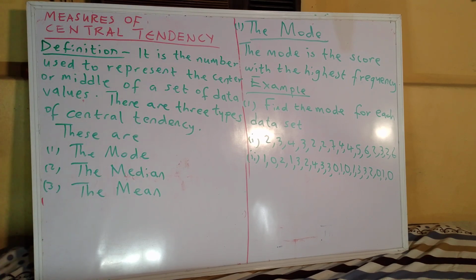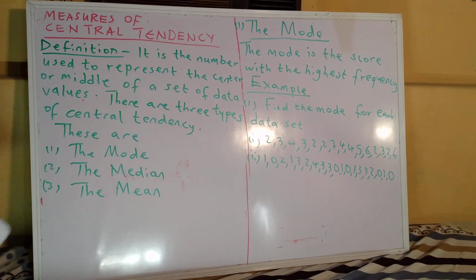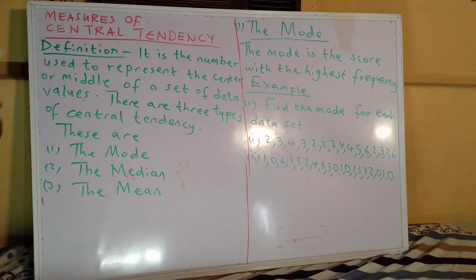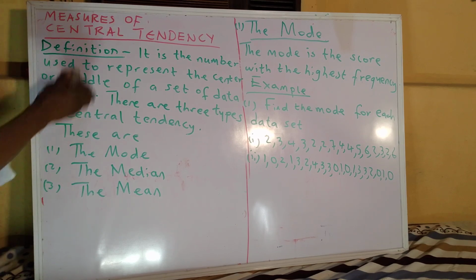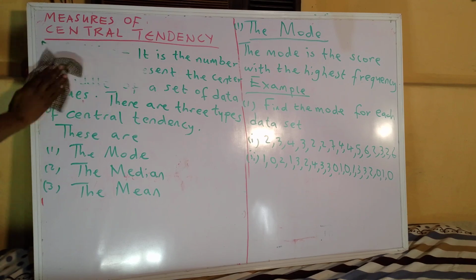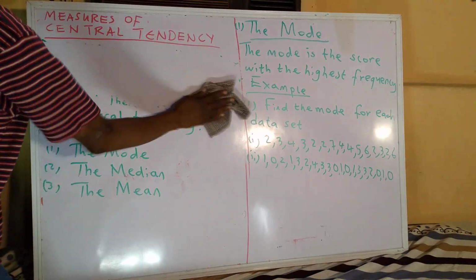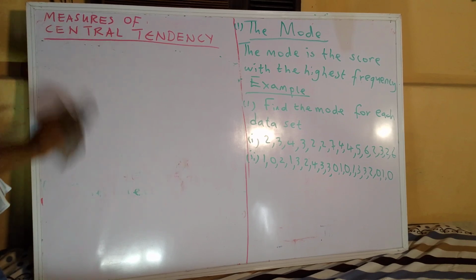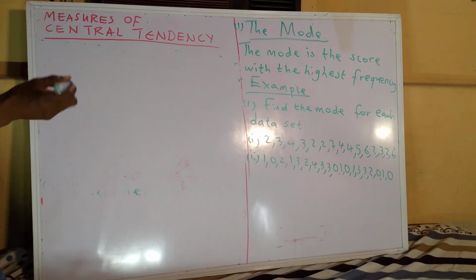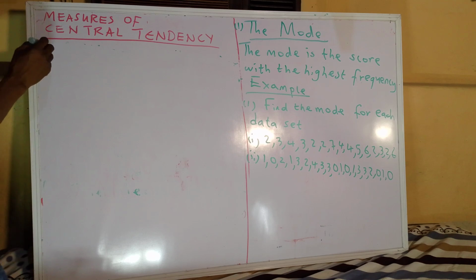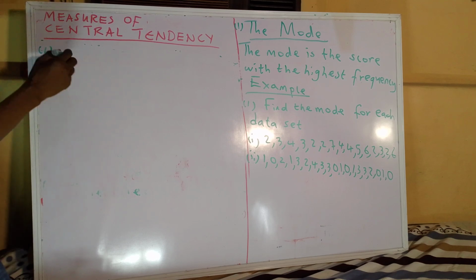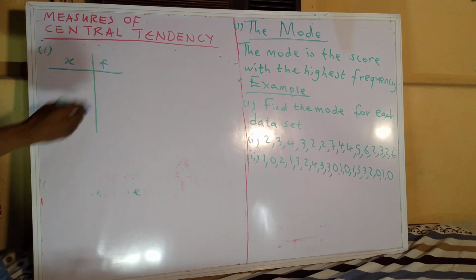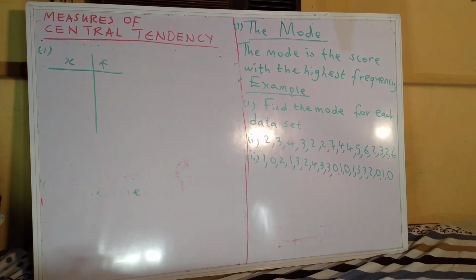So we are going to solve the example. It says find the mode for each data set. So now we are going to do number 1. To answer that question, what do you do? Okay. Number 1. You have to know the scores are represented with X, and the number of times they appear is represented with F. So what is the least value there?